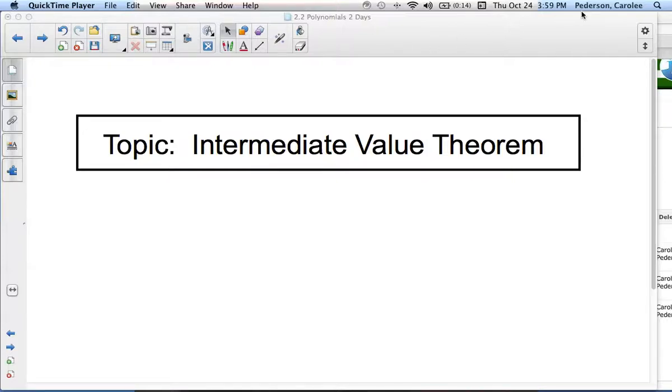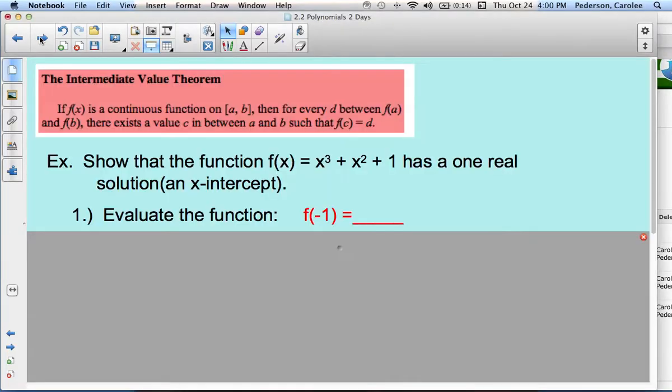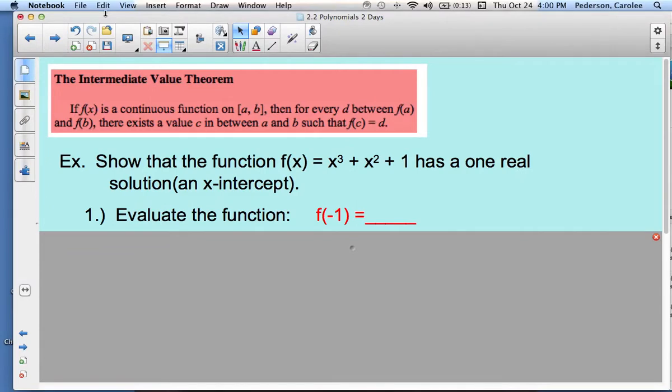This video focuses on the intermediate value theorem. You can go ahead and read this orange box on the intermediate value theorem, but I do think when I go through this example, it'll become a little bit more clear for you. So just take a moment, pause, read the orange definition.